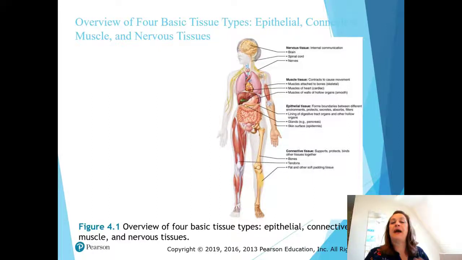Epithelial tissue forms boundaries between certain environments, and also protects, secretes, absorbs, filters. The epithelial group is pretty varied. Then we have our connective tissues, supportive. So our bones are connective tissues. Our cartilage is a connective tissue. Fat is a connective tissue. Support, protect, binding things together. So we're going to tease out the general characteristics of the group, and then we'll talk about individual tissue types. So you'll need to know this for both the lecture and the lab.